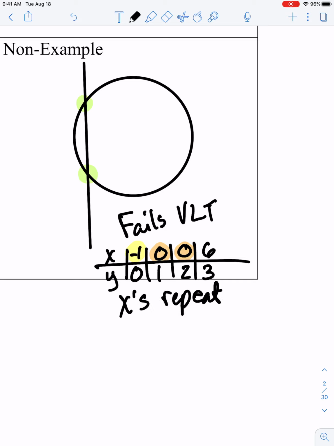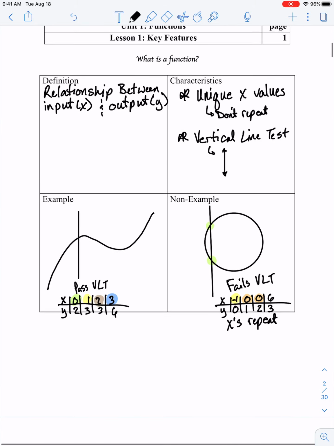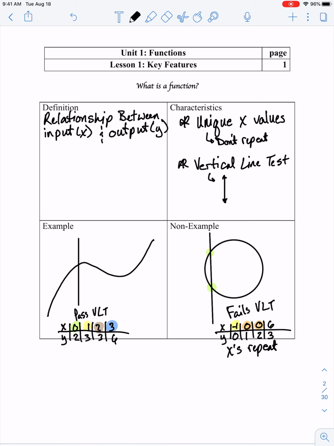So these are two really helpful ways to determine if you have a function or not. Again, characteristics of a function: all of the x values will be unique, so they don't repeat, or if you're given a picture, it must pass the vertical line test. In the next video, we'll actually go through some examples, given graphs, tables, and points.